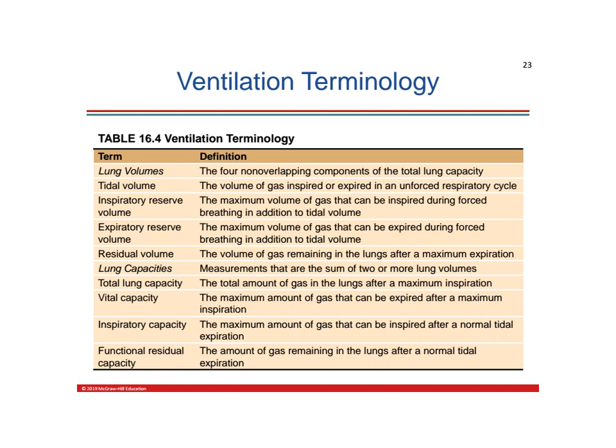Lung capacities are measurements that are the sum of 2 or more lung volumes. The total lung capacity is the total amount of gas in the lungs after a maximal inspiration. Vital capacity is the amount of gas that can be expired after a maximal inspiration. This one will turn out to be quite interesting and very useful for measuring the health of the lungs, so we'll talk about that more in subsequent slides. Inspiratory capacity is the maximum amount of gas that can be inspired after a normal tidal expiration. And functional residual capacity is the amount of gas remaining in the lungs after a normal tidal expiration.